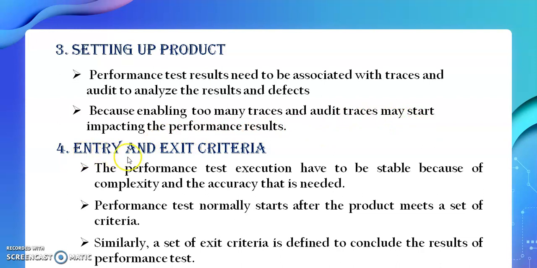The final thing is entry and exit criteria. The performance test execution has to be stable because of the complexity and accuracy that is needed. Performance test normally starts after the product meets a set of criteria. And similarly, a set of criteria is defined to conclude the results of performance test. So, performance test starts with the entry criteria and ends with the exit criteria.